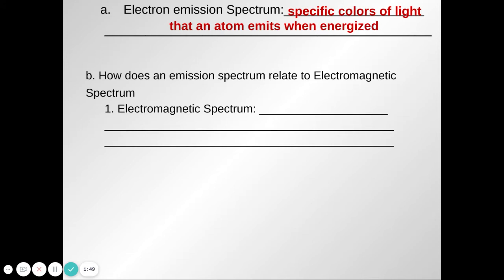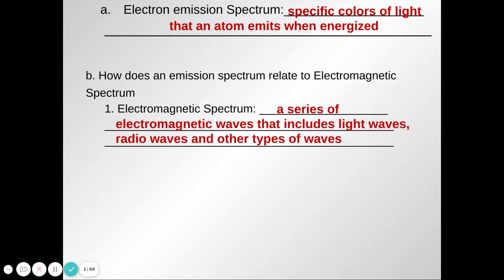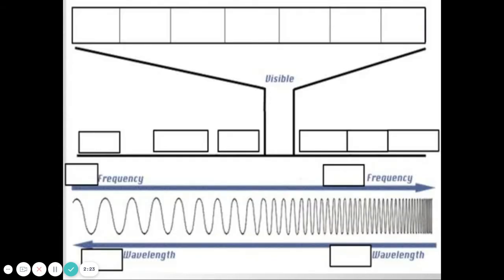And whenever we're looking at this, how does this emission spectrum relate to the electromagnetic spectrum? Well, just remember, the electromagnetic spectrum is a series of waves that includes light waves, radio waves, and all the other types of waves. So not ocean waves, not seismic waves, but when you think microwave, radio wave, infrared wave, ultraviolet wave, gamma, that's the type. Just natural light, what we see as color of light, whether it's white light or a colored light, that's the electromagnetic spectrum. So we're going to focus on the part of the electromagnetic spectrum that's visible light.